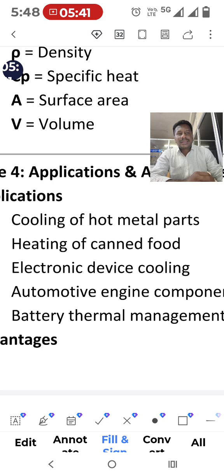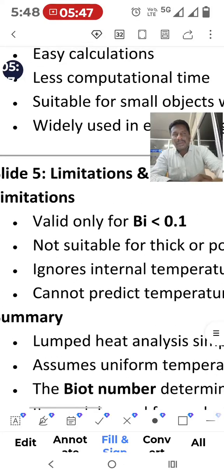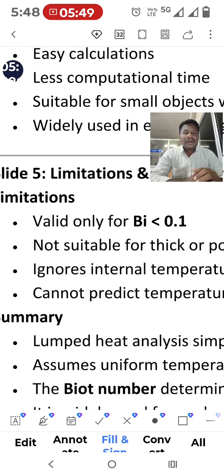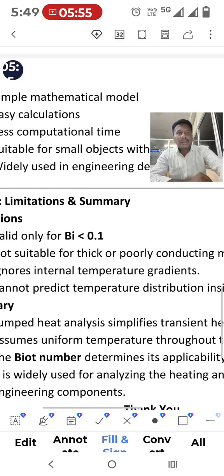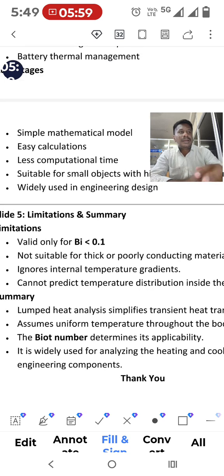Regarding limitations of lumped analysis, it can be used only when the Biot number is less than 0.1. It is not suitable for thick or poorly conducting materials, it ignores internal temperature gradients, and it cannot predict the temperature distribution inside the object.